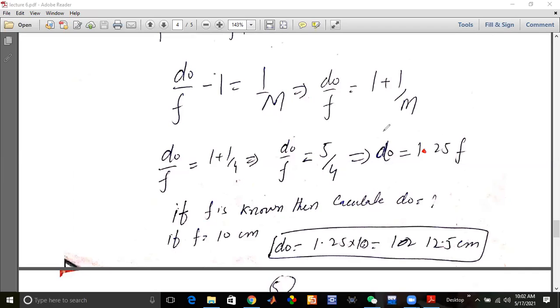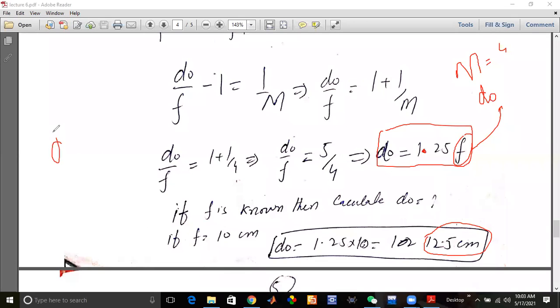So it means that in the numerical question, they asked us to find m and d naught. The value of m is 4, but the value of d naught is 1.25 of f. If f is given, we can calculate d naught. So if f is 10 centimeter, it means that d naught is 12.5 centimeter.